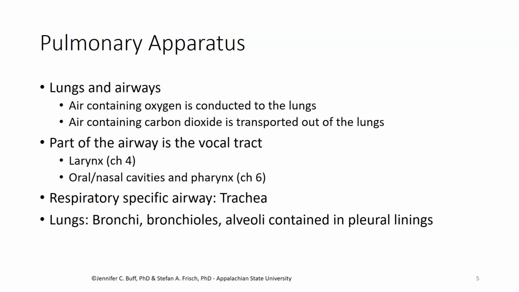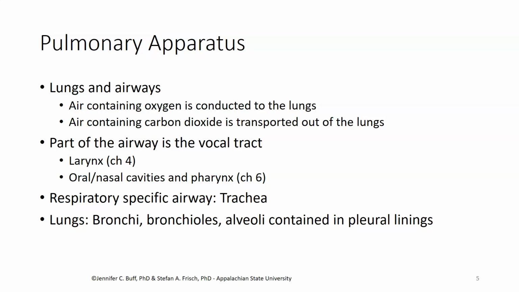The pulmonary apparatus consists of the lungs and a set of airways. Air containing oxygen is brought to the lungs, and air containing carbon dioxide is transported out of the lungs as part of respiration for life functions. Part of the airway is the vocal tract. We'll study the larynx in Chapter 4, and the oral nasal cavities and the pharynx in Chapter 6.